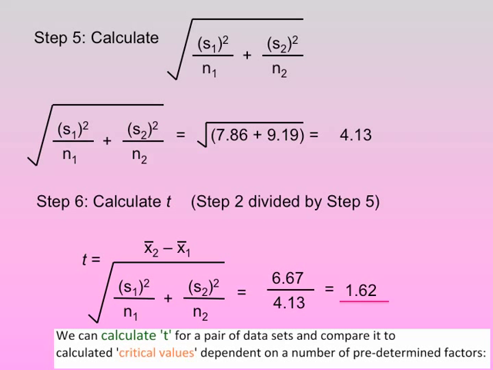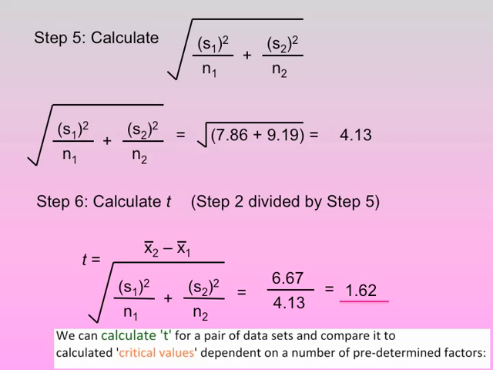We can calculate this value t for a pair of data sets and compare it to calculated critical values dependent on a number of predetermined factors. That means that a lot of calculations have been made depending on different conditions, different critical values, that we'll talk about in a little bit, and a table has been made.